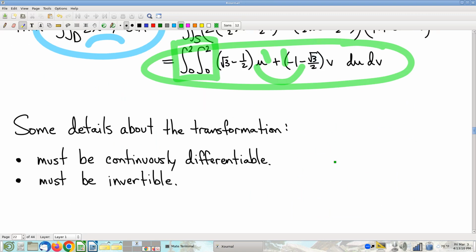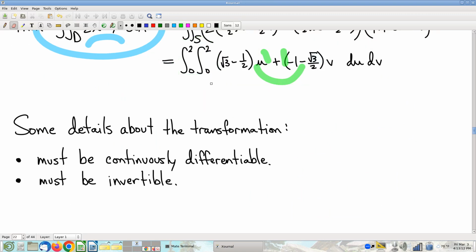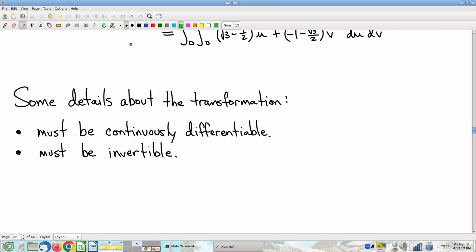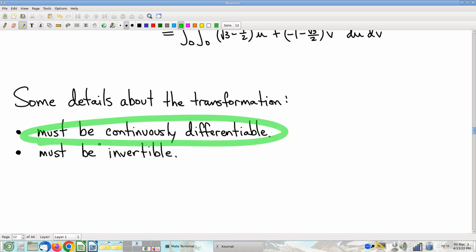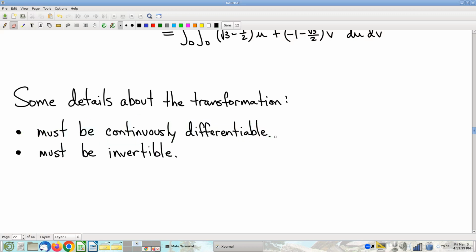A couple of details that I need to get said. I don't like to get distracted too soon when there's so much else going on. But just to be clear, we do need our change of variables function to always be continuously differentiable. So we're only going to do stuff like rotations and other fairly simple changes of variables. So no problem for the purposes of Math 219. Another subtlety that technically must be satisfied, but that we're not going to need to worry about in Math 219, is that it has to be an invertible function.